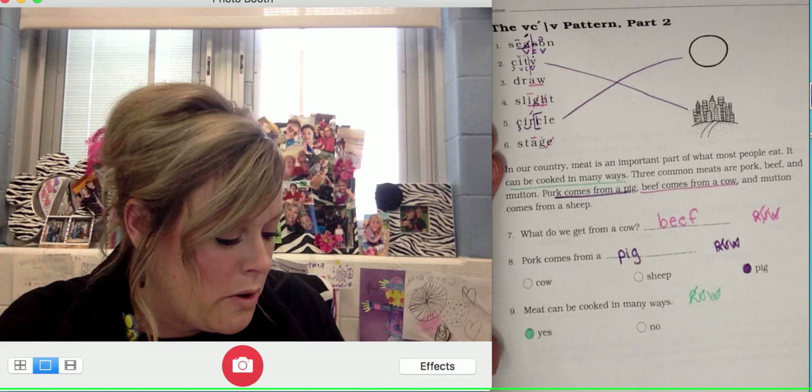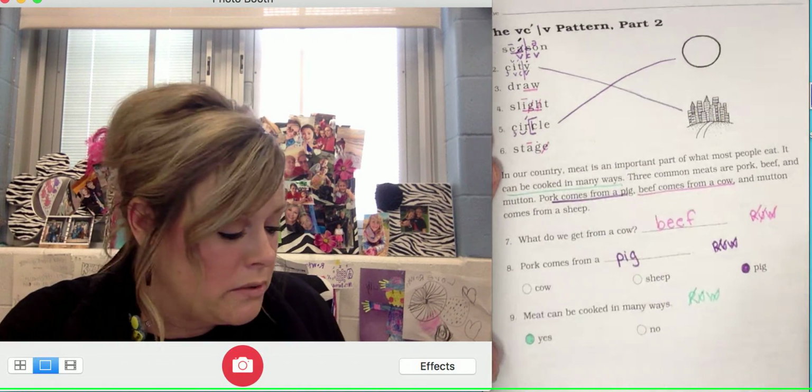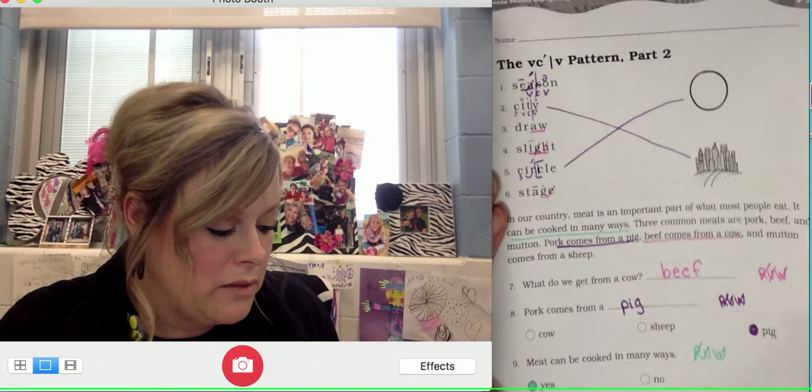If you're a parent at home and you notice your kiddos struggling on this, please feel free to do part of the back, whichever they're struggling with, or the whole thing.